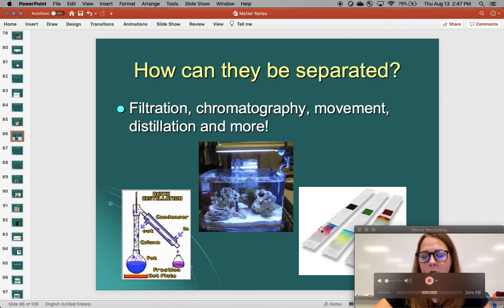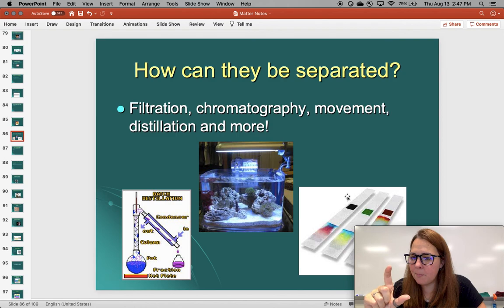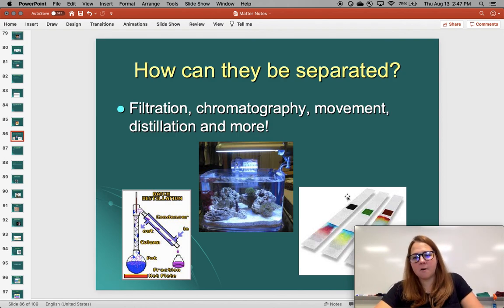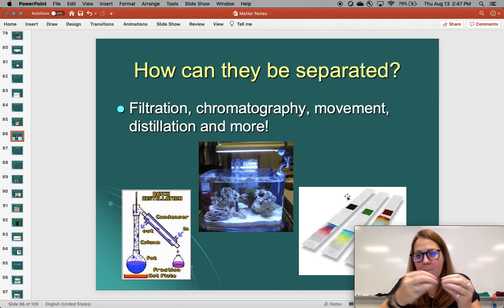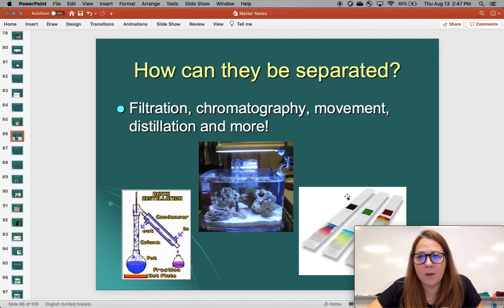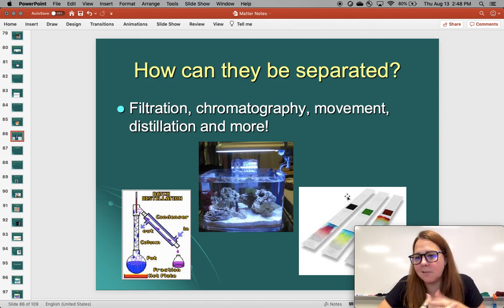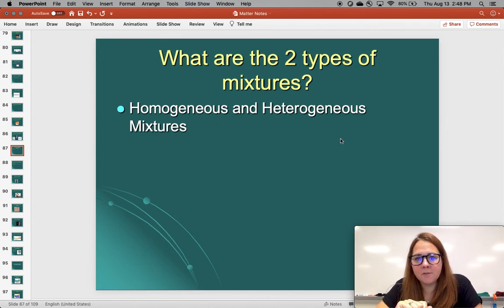Chromatography, there's a picture. It has the little strips of paper here where you can take marker ink and separate it out based off of their mass. So you can take the different substances and separate them that way. Distillation, we'll talk a lot about that second semester. Just by moving it, or physical separation, using a magnet, things like that are all ways that we can separate out different mixtures.